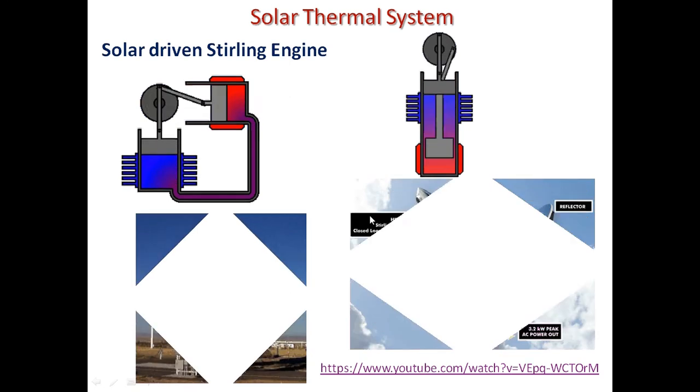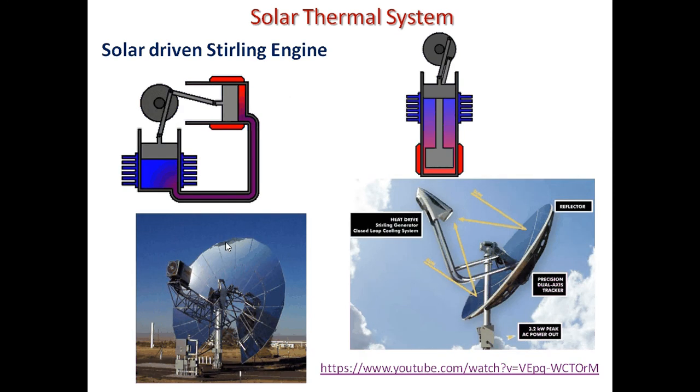So concentrated solar power is something that we are using in the form of a parabolic mirror.